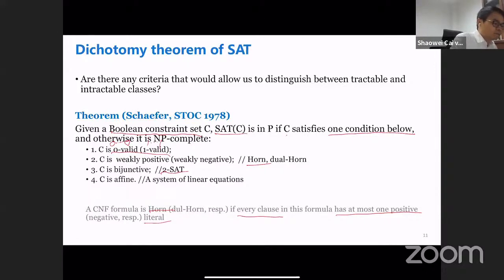Okay, and if a formula is not in these four cases. Shall we? I believe this is linear equations mod 2, right? Yeah. Yes. That's the same, equally defined. Yes. Mod 2. Yes. Thank you. In the Boolean field.